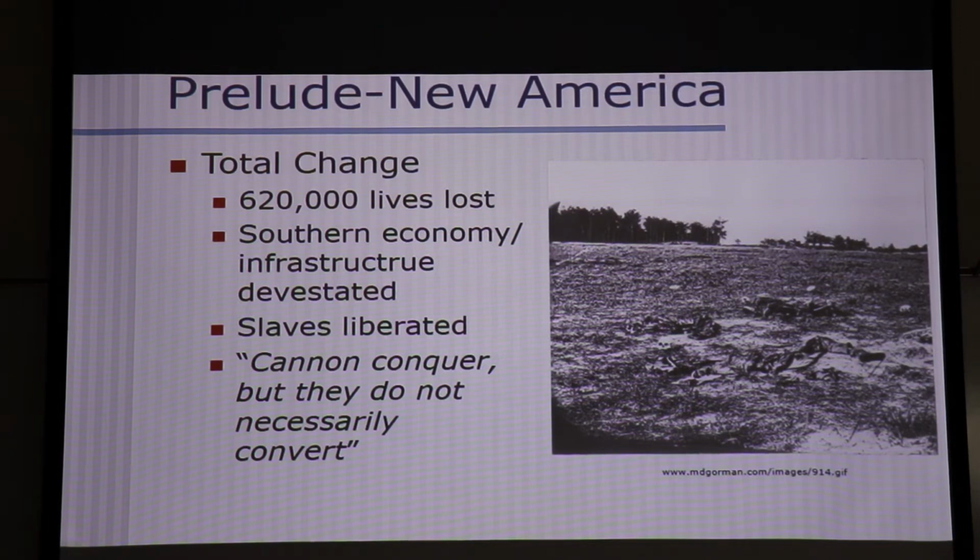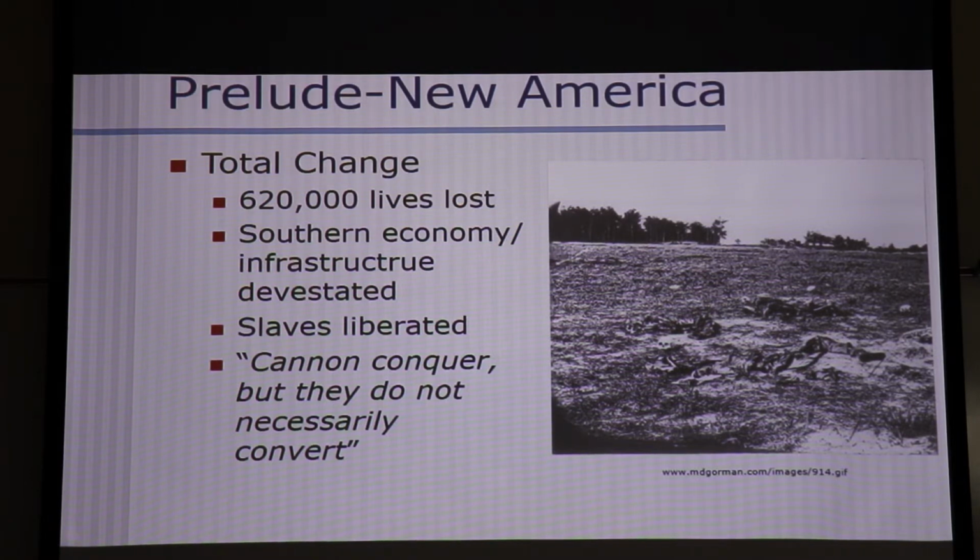Now, going into this, know that basically it's a new America. There were more than 620,000 lives lost and hundreds of thousands more wounded. The Southern infrastructure and economy was devastated. The passage of the 13th Amendment liberated more than 4 million former slaves. But we're going to have difficulties.